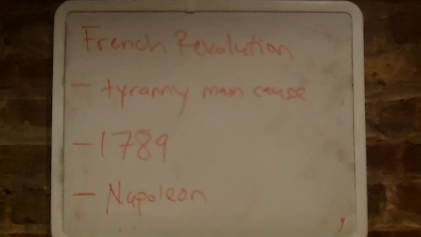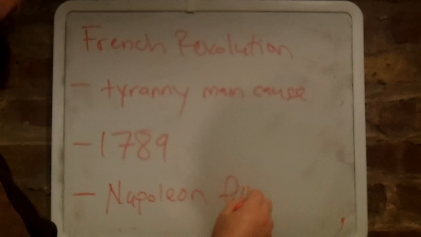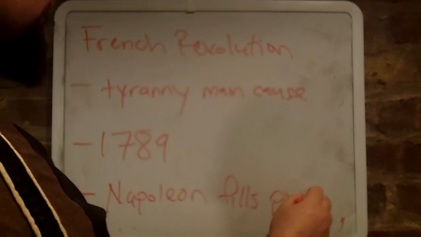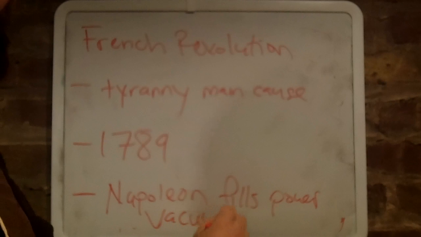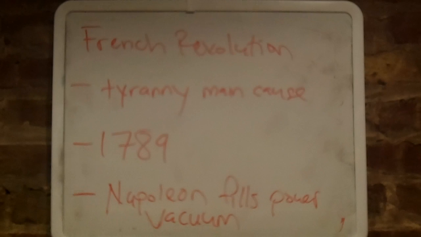He didn't call himself king. I think he ended up calling himself emperor, but he basically filled in the power vacuum left by the departure of the monarchy. I believe that's how you spell it. I hate that word and I can never spell it right. I'll just call it the power gap.